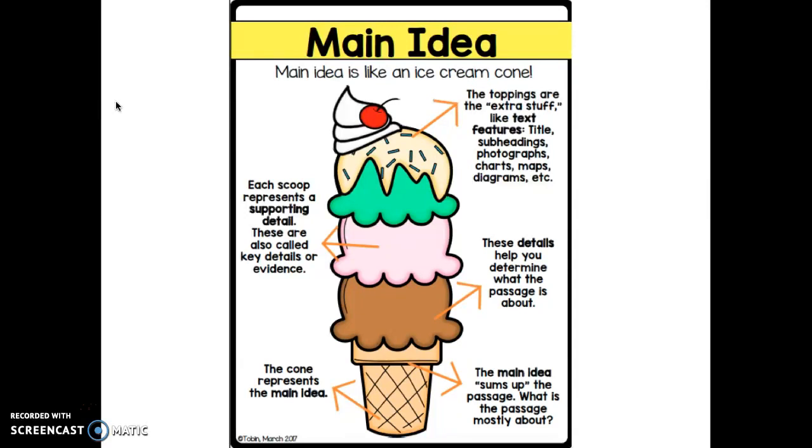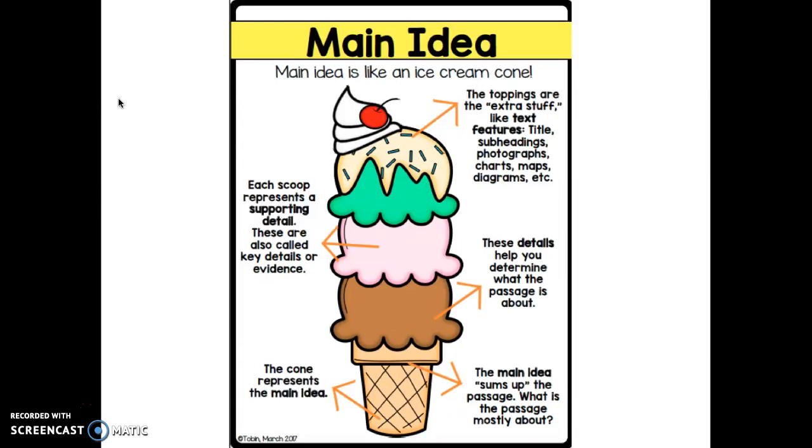Main idea is like an ice cream cone. This is an easy way to remember how to figure out the main idea and supporting details. First, let's look at the top. The toppings are the extra stuff, like text features, like titles, subheadings, photographs, charts, maps, diagrams, etc. Each scoop represents a supporting detail. These are also called key details or evidence. The details help you determine what the passage is about.